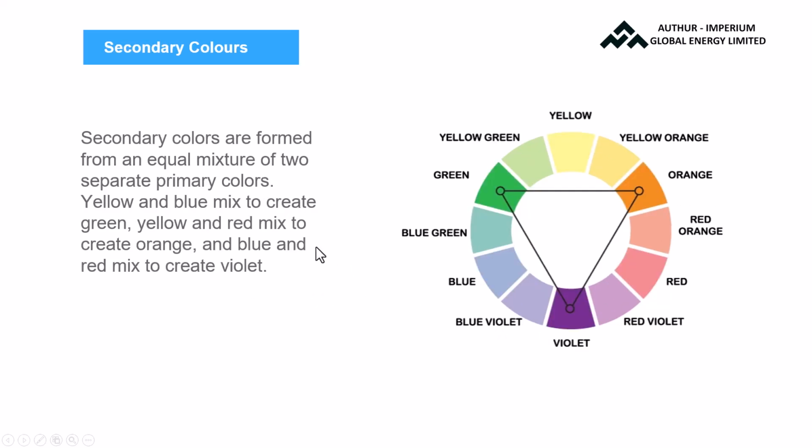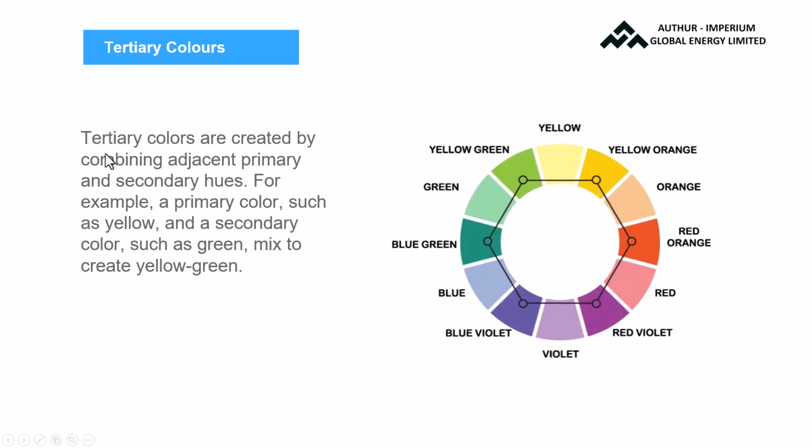Then we have secondary colors, which are formed from an equal mixture of two separate primary colors. So yellow and blue will mix to give you green, yellow and red will mix to create orange, blue and red will mix to create violet. So if you've done arts in your secondary school or primary school days, you'll be familiar with primary and secondary colors.